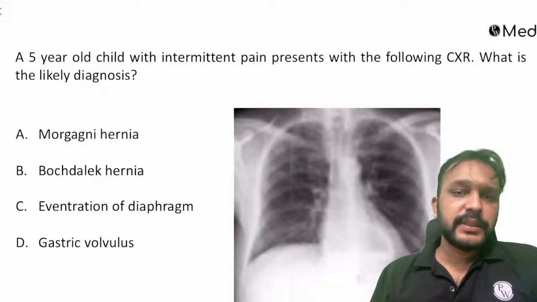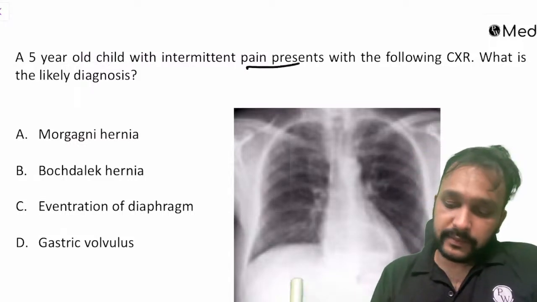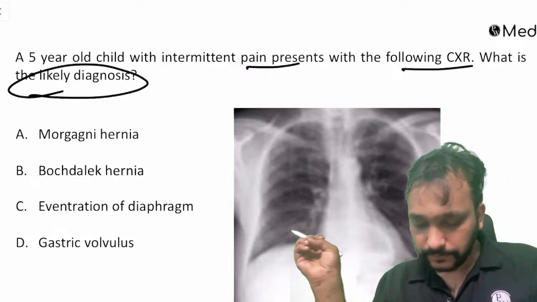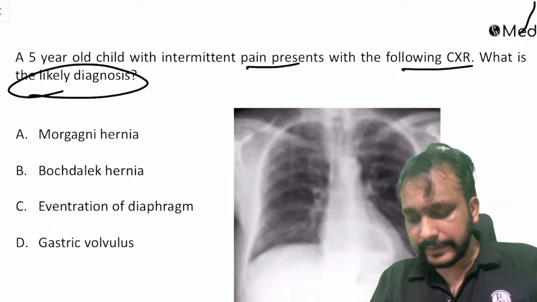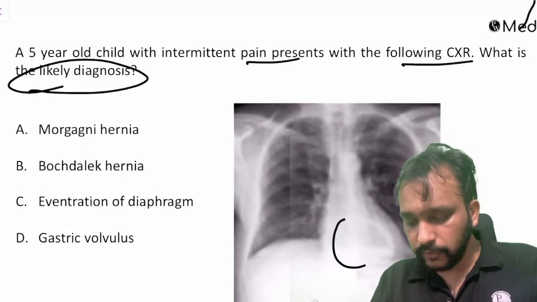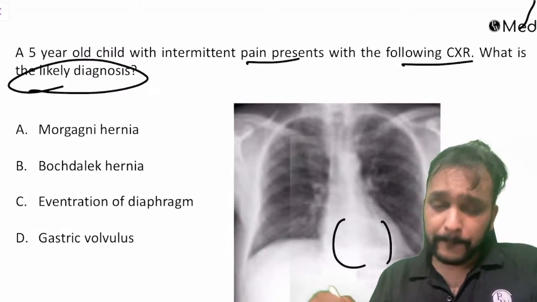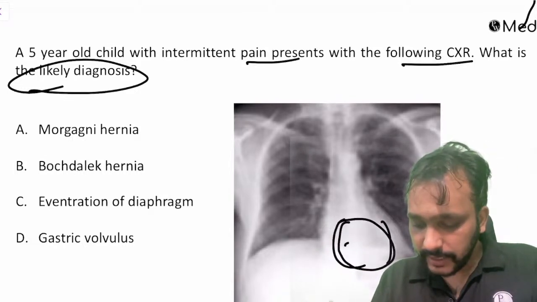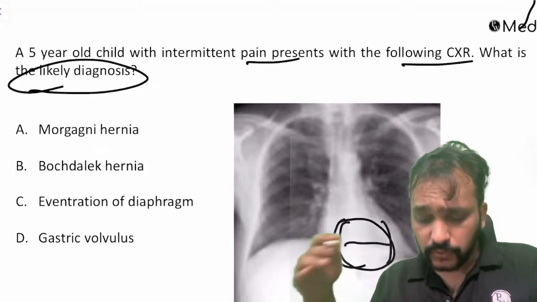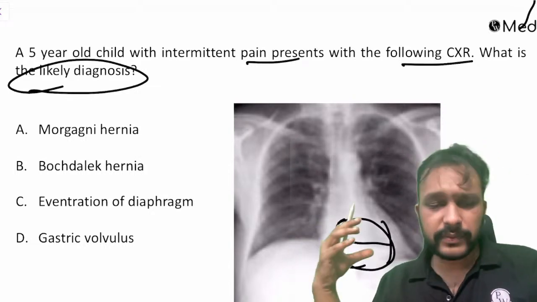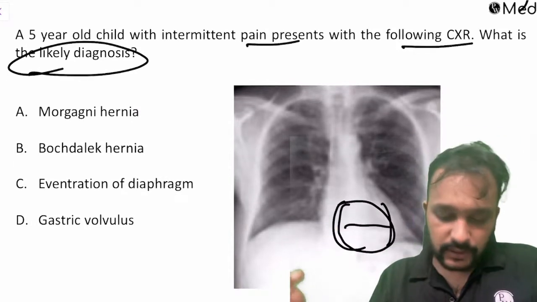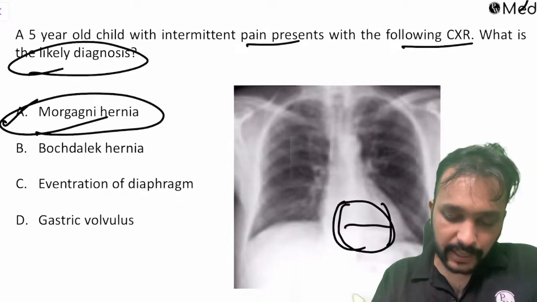A 5-year-old child with intermittent pain presents with a chest X-ray. What is the likely diagnosis? So here in this X-ray you can see that air fluid levels can be seen behind the cardiac shadow. That is usually seen due to herniation of the contents from the abdomen into the thoracic cavity. So that will be a case of Morgagni hernia.